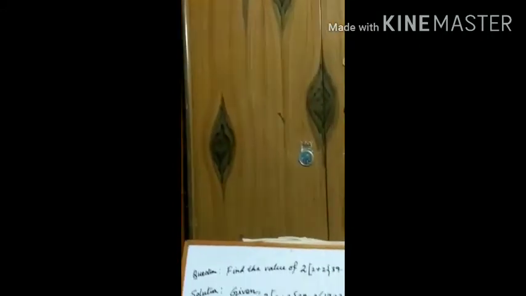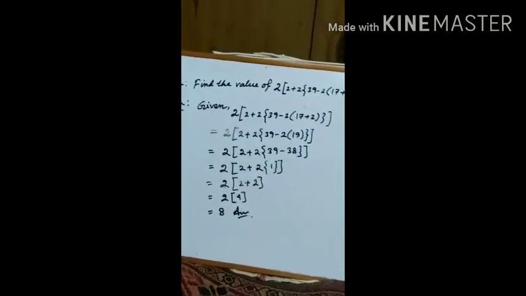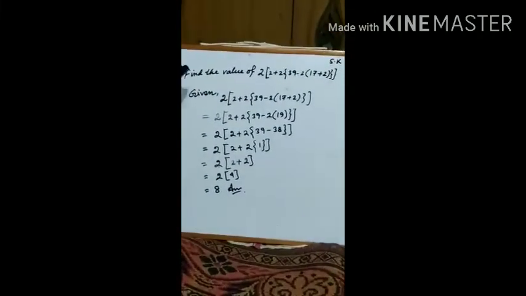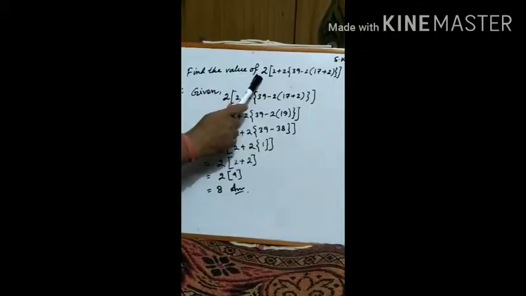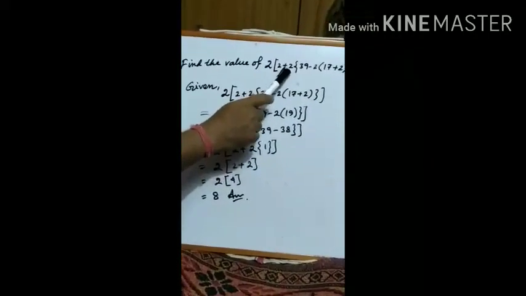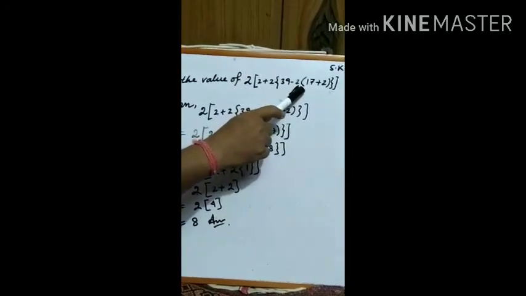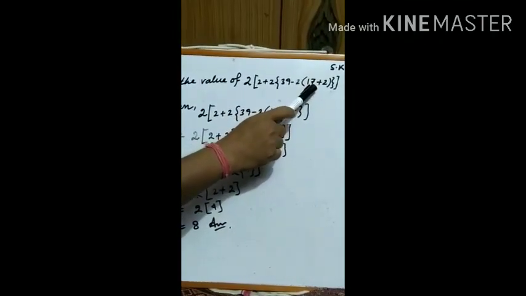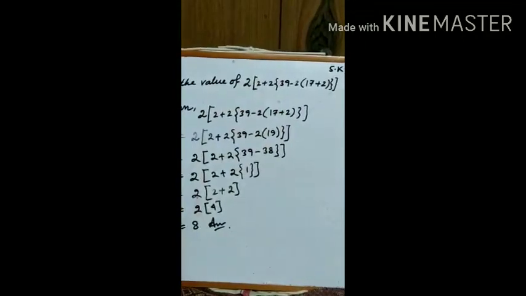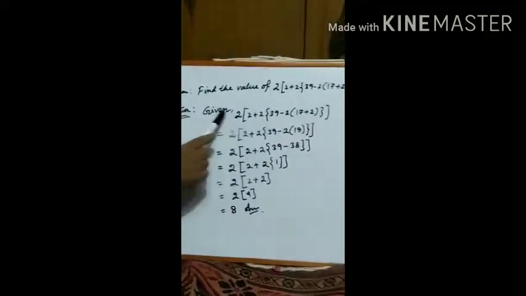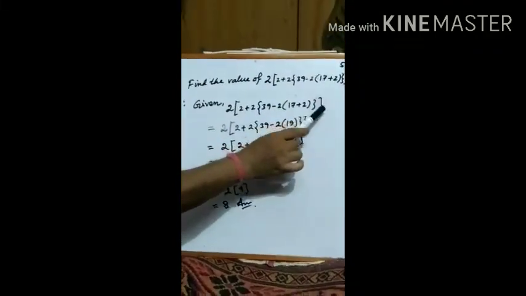Now see the problem given on the board. Here we have to find the value of 2 of (2 + 2 of (39 - 2 of (17 + 2))). All brackets are closed. Here the given problem is this.